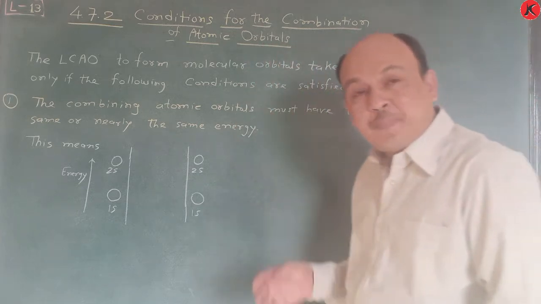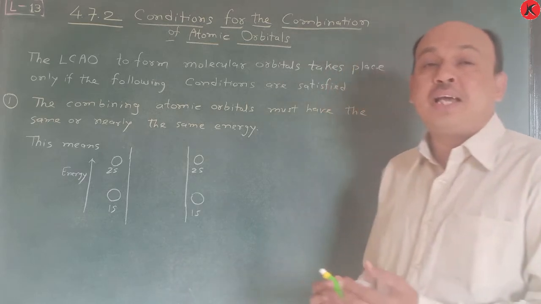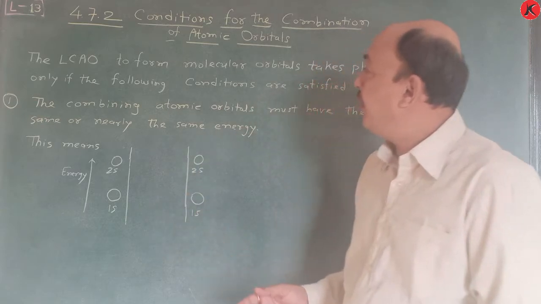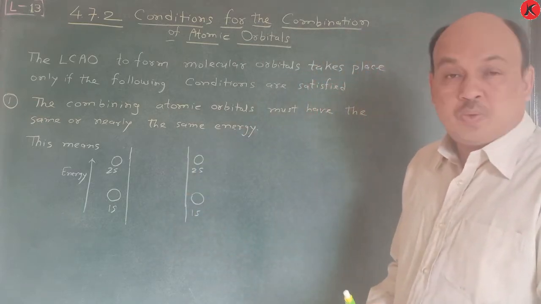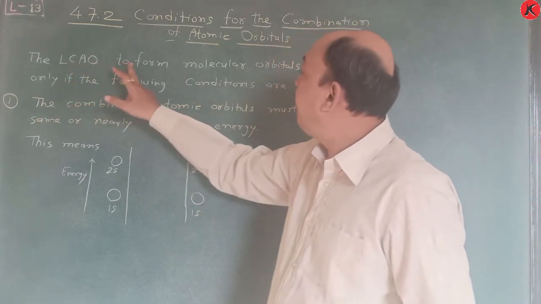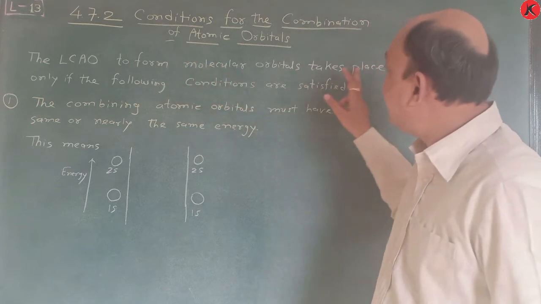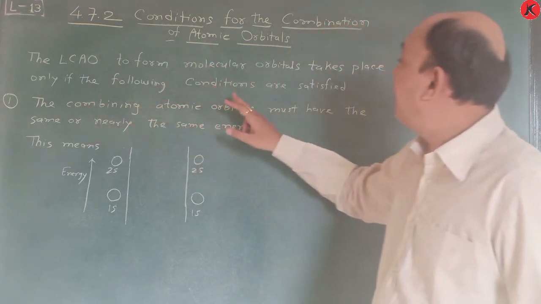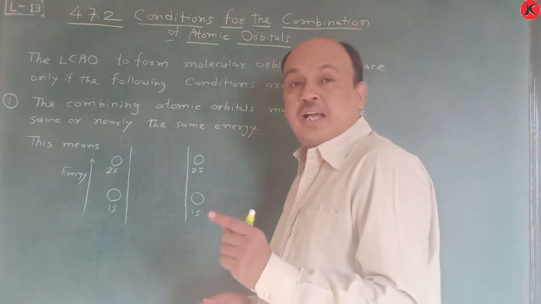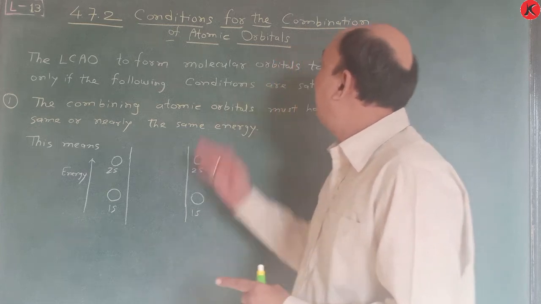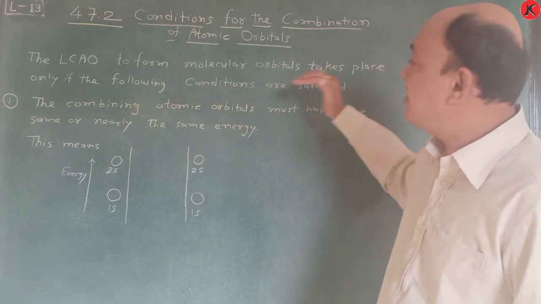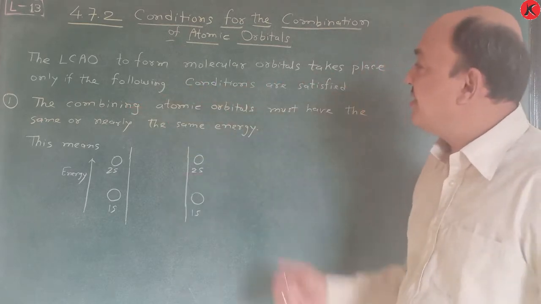This is a very easy topic, because if you want to draw an MO diagram, a molecular orbital diagram, then this condition is very required. LCAO means linear combination of atomic orbitals. To form molecular orbitals, it takes place only if the following conditions are satisfied. So, the first condition is this.